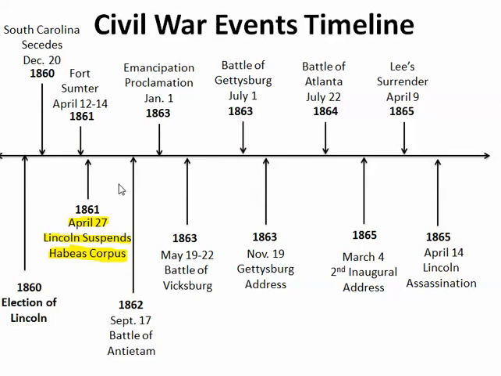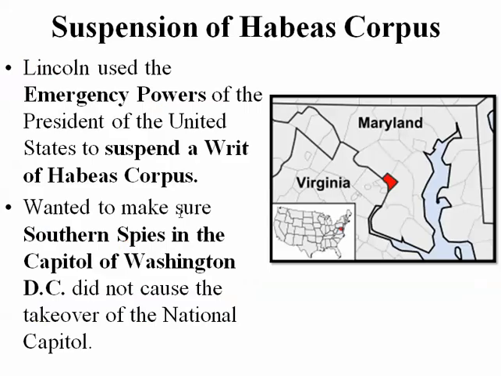Alright, so on April 27, 1861, President Abraham Lincoln suspends habeas corpus. He does this because he suspects that there are spies for the Southern government in Washington, D.C., in the Capitol. And he has those Southern spies arrested and put in jail and locked away without being brought before a judge or in a court. And he suspends their writ of habeas corpus.